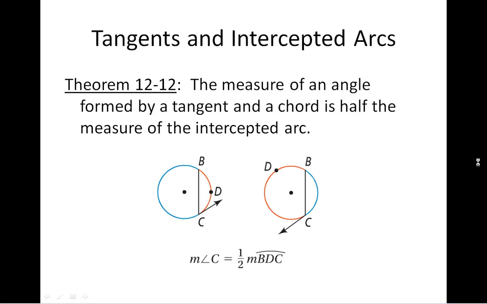Now here's another theorem. We have tangents and intercepted arcs. The measure of an angle formed by a tangent and a chord is still half the intercepted arc. So even though the angle is not inscribed, if we have the tangent and a chord, this is going to be half of the intercepted arc.